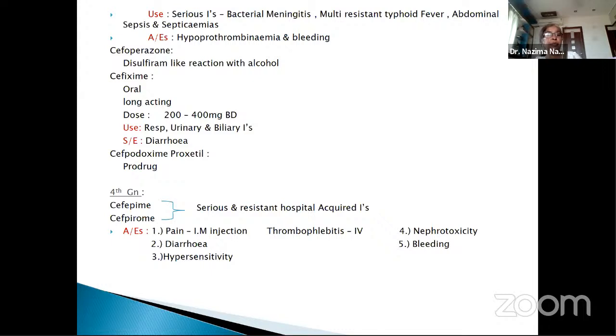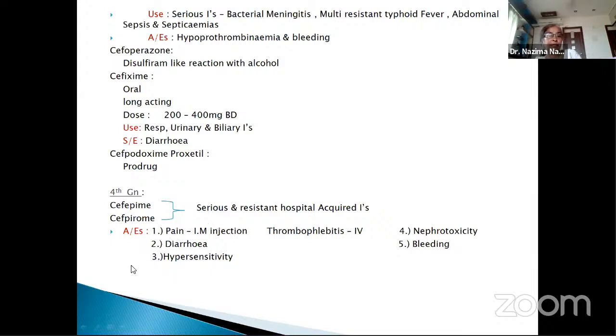Then we come to the fourth generation cephalosporins. The spectrum is similar to that of the third generation cephalosporins. However, these drugs are resistant to the beta lactamase enzymes released by the bacteria, and therefore they are used in serious and resistant hospital acquired infections. So these are the reserved drugs, used in serious infections.